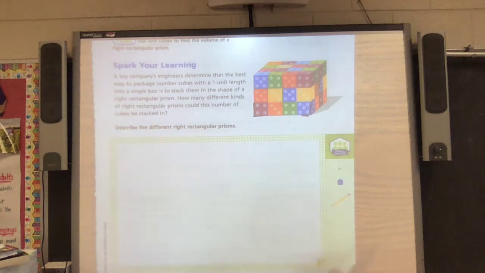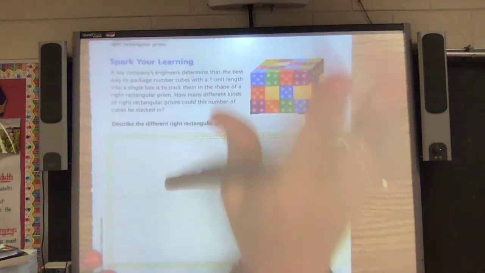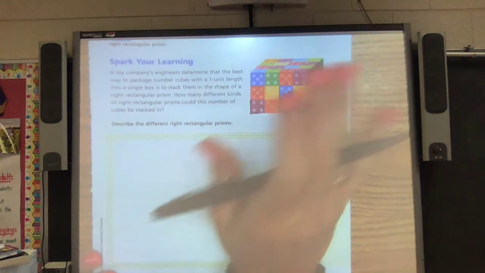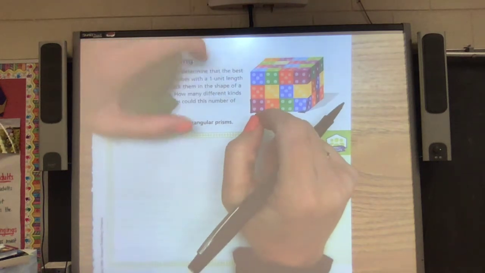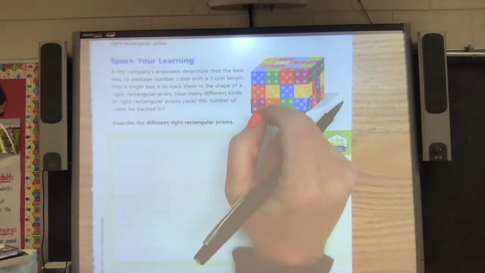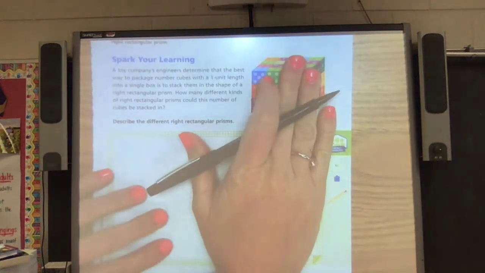Oh, I love doing this. This is so much fun to me. So we're going to look and see what we've got, and then we're going to create all the different ways we can do that. Now, if you have cubes, you can definitely use them. If you don't, it's okay. So let's first see what they have here.